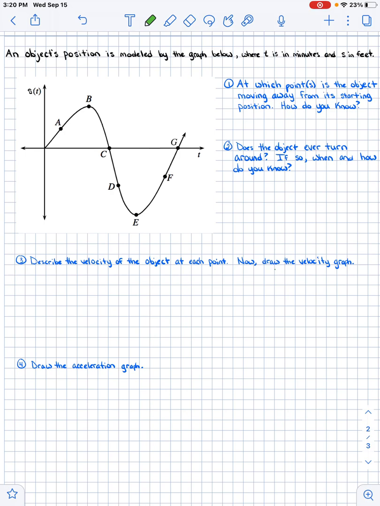Okay, I hope you actually tried. Let's look at all of the places where the particle is moving away from the starting position. The starting position is here at 0, and here at 0, and here at 0. So anytime we're moving away from the starting position, let's look at those places. At point A, we're moving away from the starting position. The distance is getting further. We know we're moving away. Also at D, we're moving away from the starting position, just in the other direction.